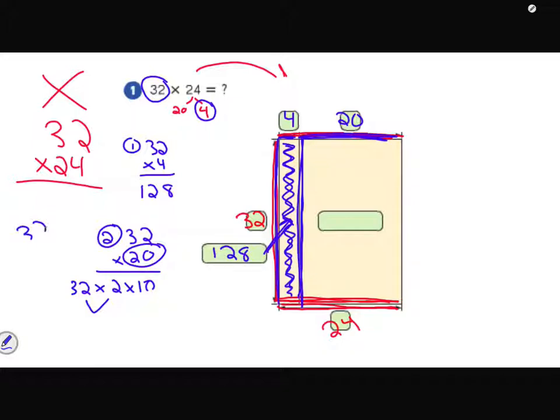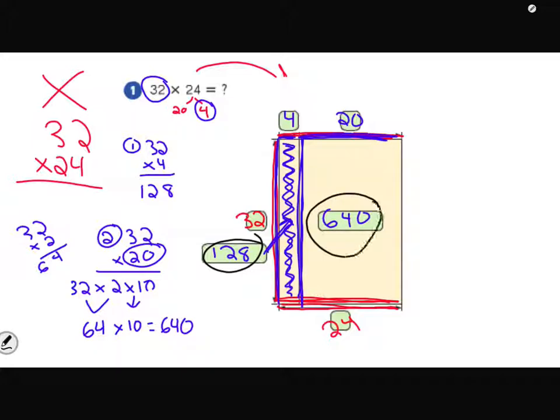32 times 2, and I can write it on the side, is 64. But then I have to bring down that 10 and multiply that, and I know that would get me 640. So inside here is 640. Now my last thing is that if I know that this little thing is 128 and this big one is 640, I need to put them together and get my whole, because I have two parts and I'm trying to find the whole, and I get 768.